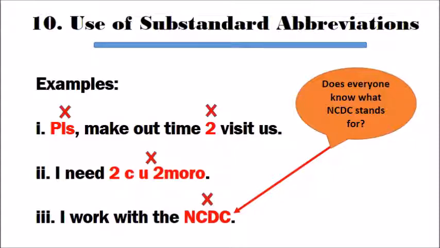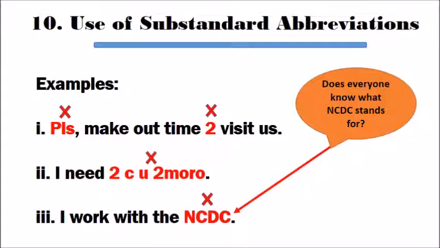So, as it is given in example 1, please make out time to visit us. It may make sense to me because I do use that system. It may be senseless to someone else who doesn't know that number 2 can bring the idea of TO. Second example, I need to see you tomorrow. This is as bad as the first, if not worse. How does someone from a different environment know that C is for SEE, U is for YOU, 2 MORO is for tomorrow?